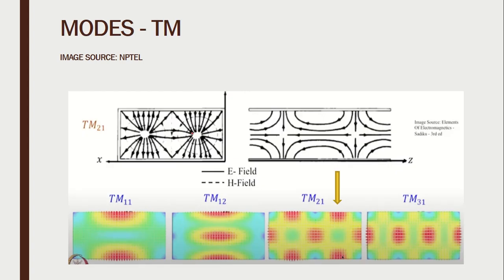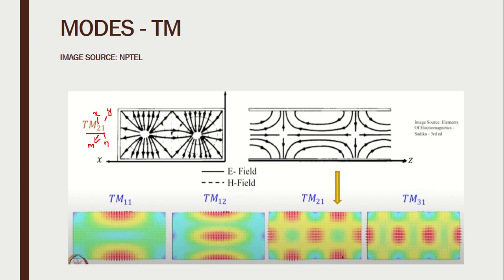Now let us come to the diagram of the TM modes. I have taken one mode alone, it is the TM21 mode. So this 2 represents the value of m, this 1 represents the value of n. Let us take this as your x direction and this as your y direction. I don't take z because in z my wave is propagating. So we are just analyzing the field components in the transverse directions, which are x and y.